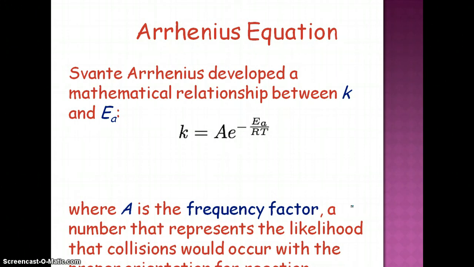So K equals A e to the negative EA over RT, where A is the frequency factor, which is a number that represents the likelihood that collisions would occur with the correct orientation for the reaction.